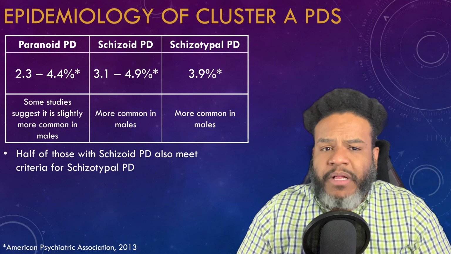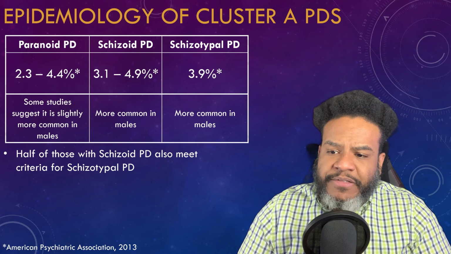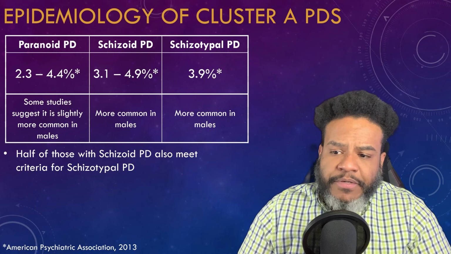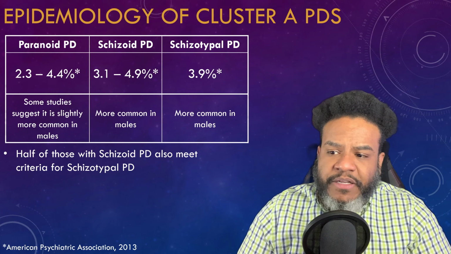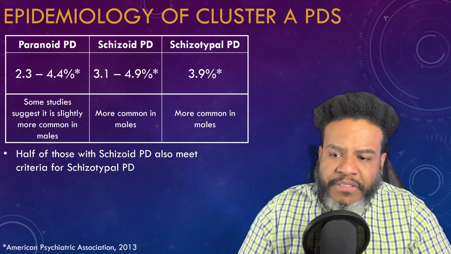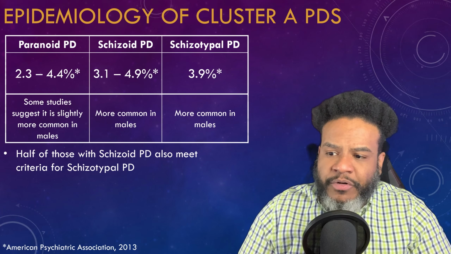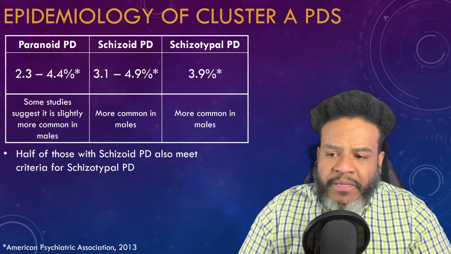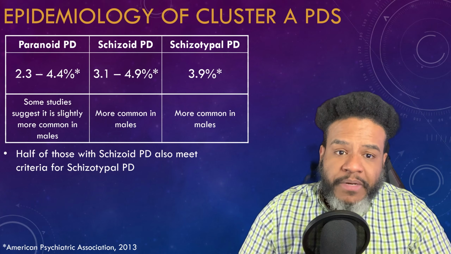All right, a little bit of epidemiology of cluster A personality disorders. Half of individuals with schizoid personality disorder also meet criteria for schizotypal personality disorder. As you see right here, look at some of these prevalence rates, like 2.3 to 4%, 3.1 to 4.9%, 3.9%. We see right here that paranoid personality disorder is slightly more common in males, but schizoid and schizotypal personality disorder are more common in males than females.